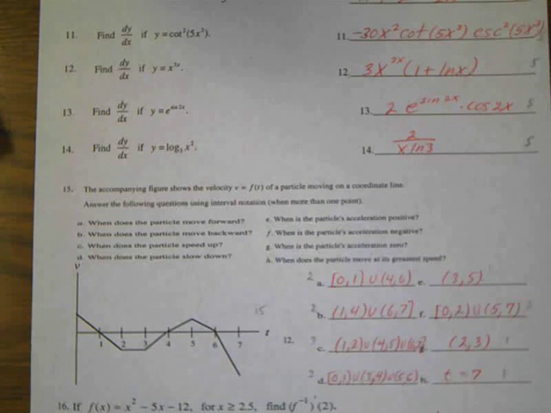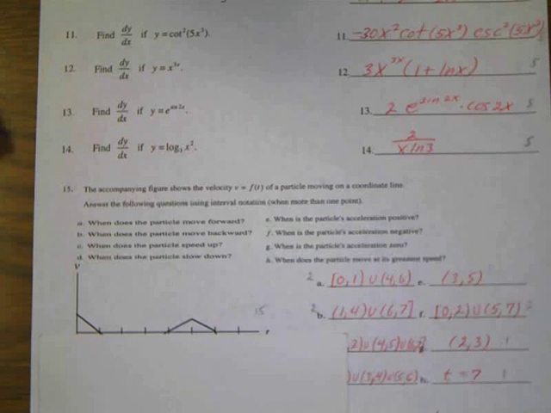Okay, this is the velocity, so it moves forward whenever the velocity is positive. So it moves forward here whenever it's above the line. That's all. So you can just do it like that, and whenever it's above the line. So it looks like it's above the line from 0 to 1 and from 4 to 6. Okay, so that's when it's moving forward.